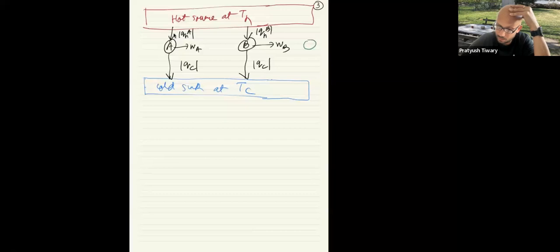So now you have B, and instead of producing work, you are doing some work on engine B, and it is taking some heat QC from the cold source, and it is putting some heat into the hot sink. Can anyone think of a practical realization of such a process B in green that I drew? You can just unmute and answer.